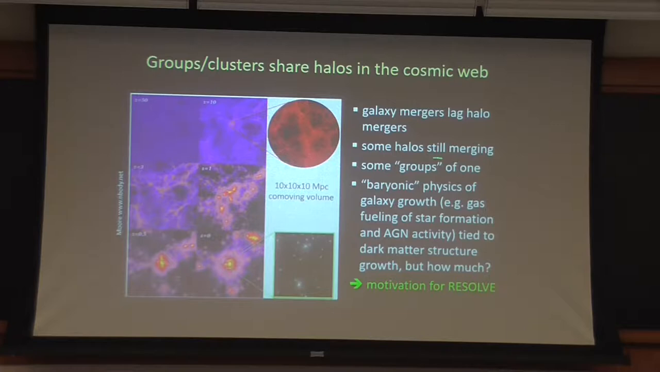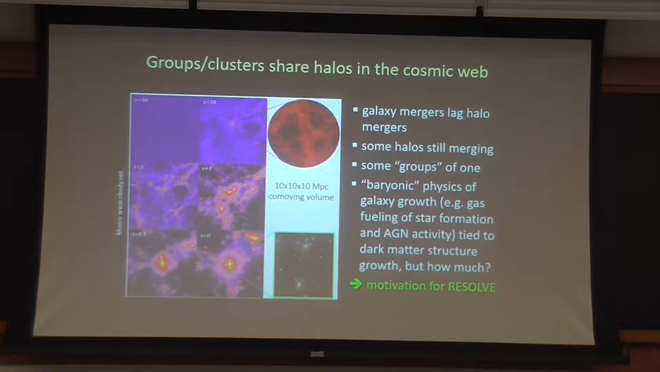And there are some groups of one, so you'll hear me using this language. So you can have an isolated central galaxy. It's just the language. It's just that we call it a group, no matter how many things are in the halo. So really, I'm interested in how much the baryonic physics of galaxy growth, where this is, of course, the standard astronomy use of the term baryons, which just means normal matter, gas fueling star formation, AGN activity, et cetera, how much does that baryonic physics of galaxy growth follow the dark matter structure growth that we're seeing? And that's basically the motivation for the Resolve survey.